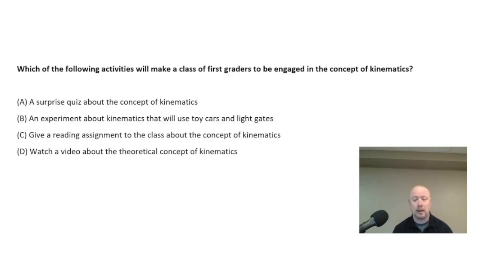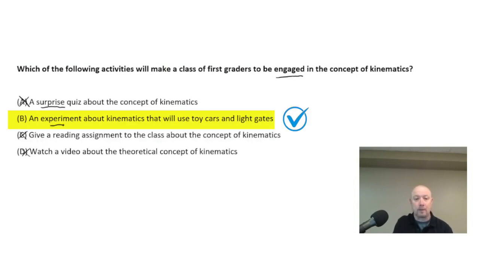All right, so the key part to this is engagement. So we want the students to be engaged. Well, we're going to eliminate the choices that may not get the students engaged. So for example, a surprise quiz. If we have a surprise quiz, it's not going to get the students engaged in the class. Same thing about watching a video, reading assignments. So what we want to do is get the students up and moving, and by doing an experiment, they're using toy cars and light gates, and that will keep them engaged in the class.